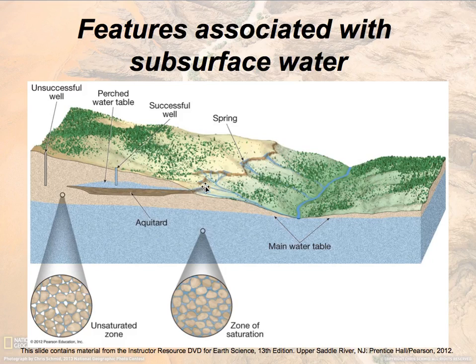And springs are areas where water naturally seeps out of the ground, emanates from the ground, and those are usually where water tables intersect an outward surface, a soil surface. It's where a saturated zone protrudes out, or intersects the land-air surface.